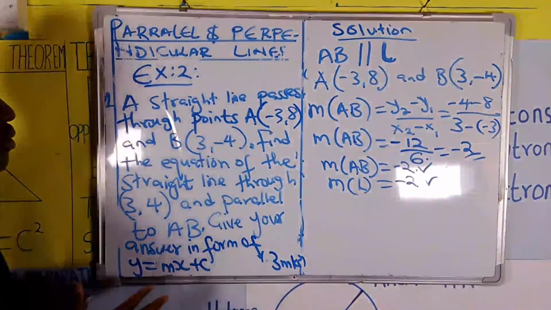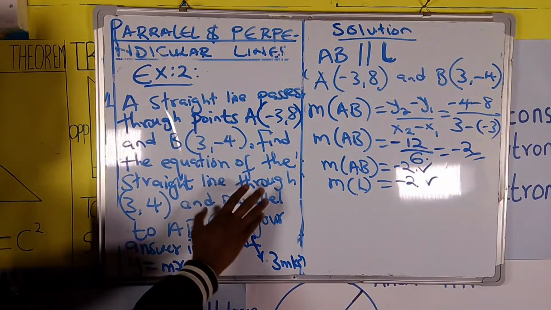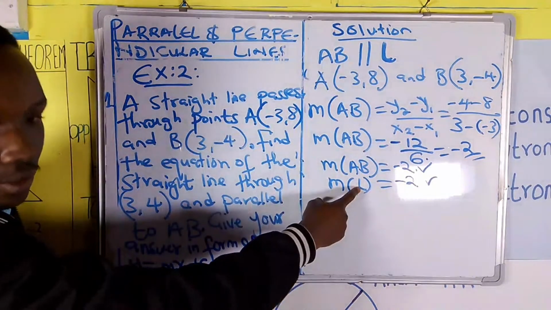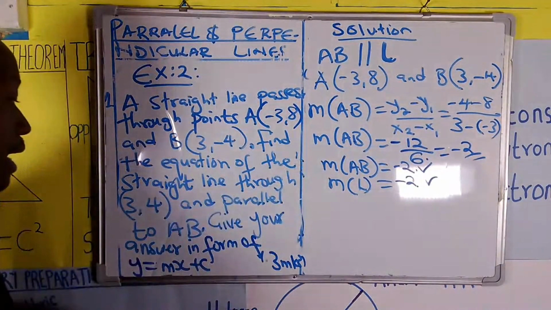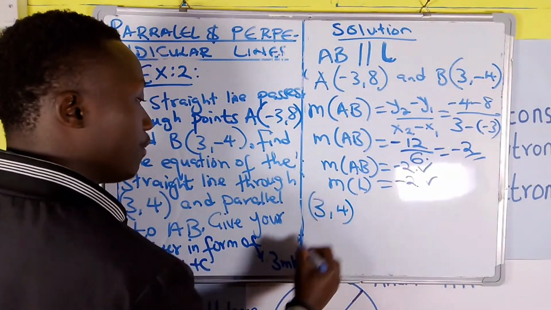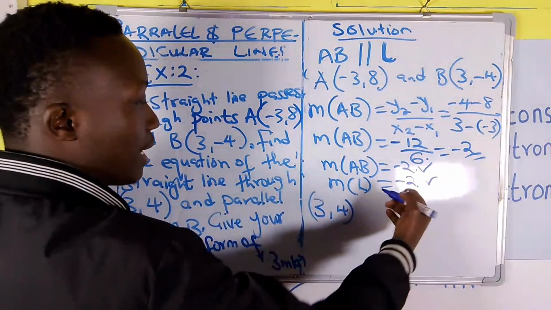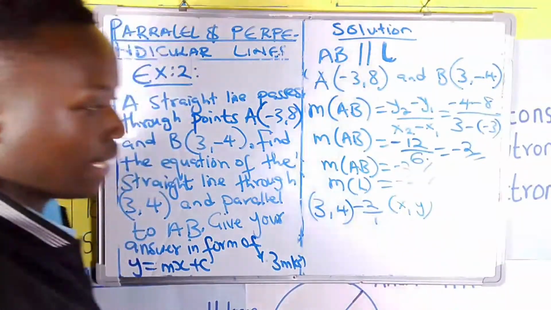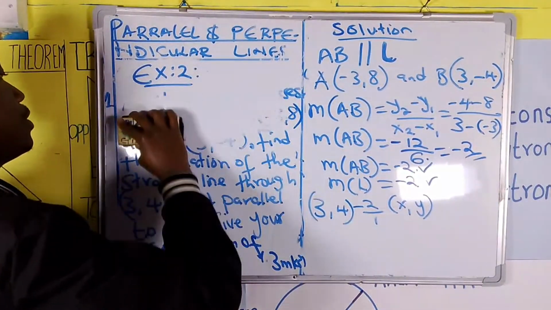So having negative 2 as our gradient, and we have been given the coordinate, find the equation of the straight line through 3, 4. 3, 4 is the coordinate through which line L is passing. So our line L is cutting across 3, 4. So we will now take 3, 4 as our point of contact on the line. Then we have our gradient, which is negative 2 over 1, and we have our arbitrary points, which are x and y. So having that, we can now proceed to finding the equation of the line.